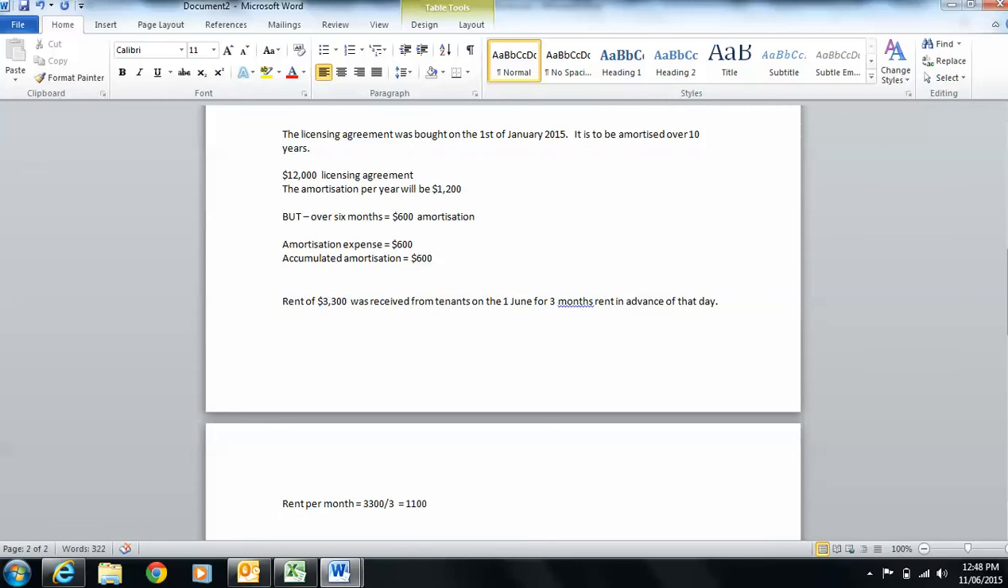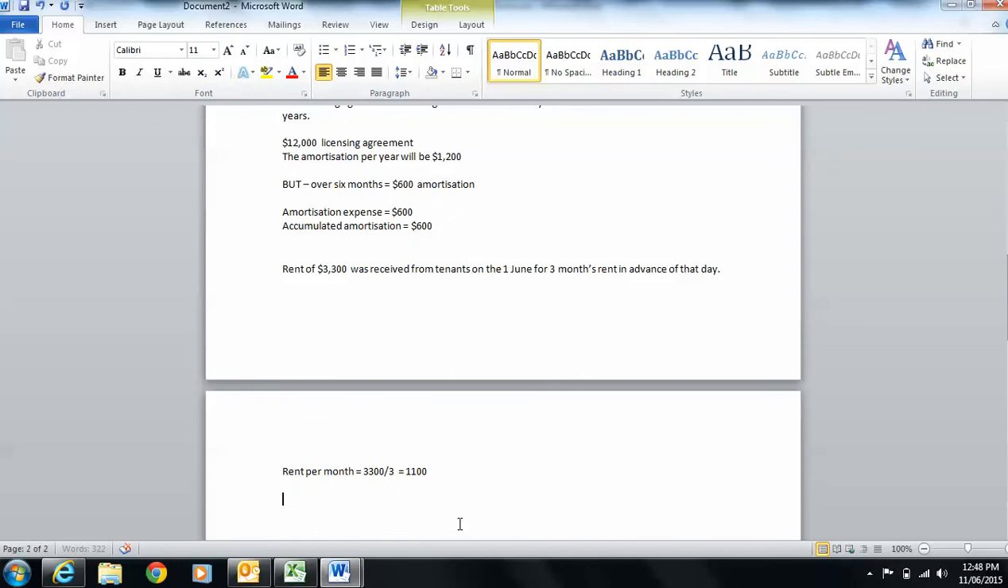Now, there's 2 months that's been collected ahead of time. So that is actually unearned revenue. 2 months of that is going to be 2 times 1,100, $2,200. That's our unearned revenue, and we're going to also have to reduce rent revenue by $2,200. So let's go and have a look at that.